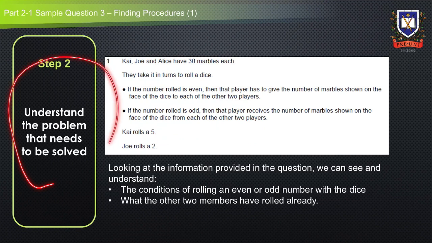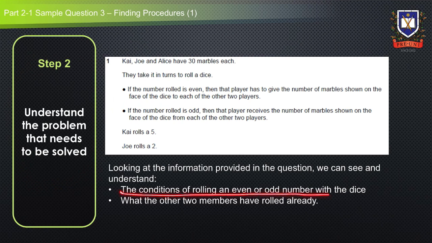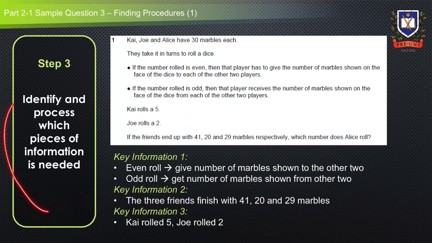Step 2 is to understand the problem that needs to be solved. Looking at the information provided in the question, we can see and understand the conditions of rolling an even or odd number with the dice and what the other 2 members have rolled already. Next is to identify and process which pieces of information are needed. From this question, there are 3 key pieces of information.